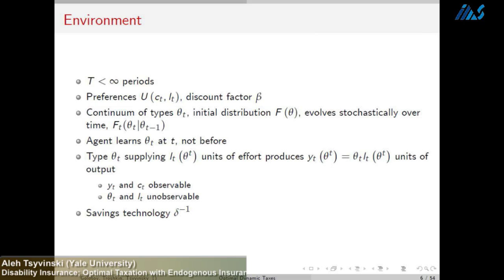If you have a type who has skill theta t, supplies L of theta t units of effort, then the type produces theta t times L of theta t units of output. Consumption and output are observable, but neither your skill nor your effort are observable. I'm going to have a partial equilibrium exercise. I'm going to assume that you can transfer resources across periods with the rate delta to the power minus 1. And for some of the things I do, I'm going to assume delta and beta are equal to 1. Okay.